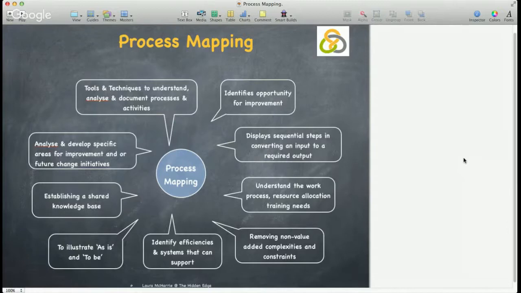Illustrate it as it is now and what you would like it to be. It can establish a shared knowledge base. And it helps analyse and develop specific areas for improvement and for future change initiatives.